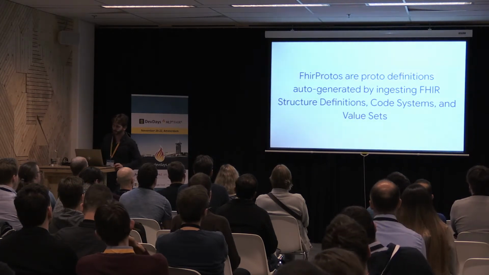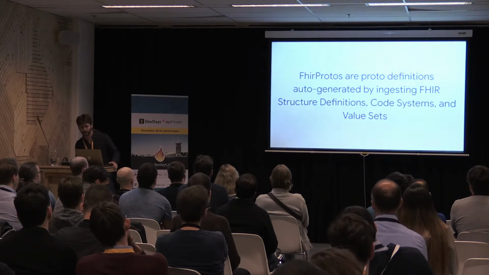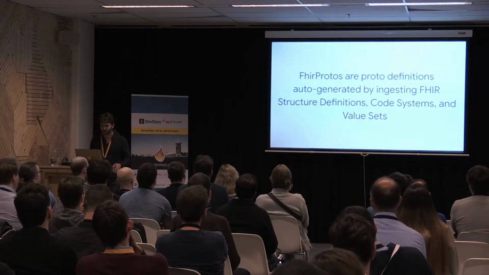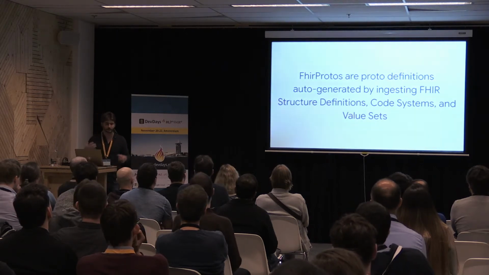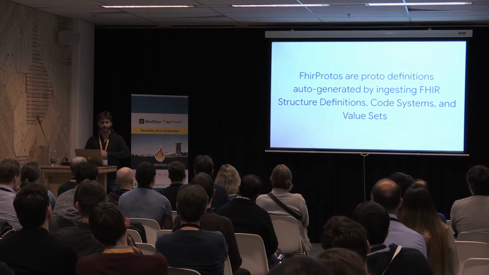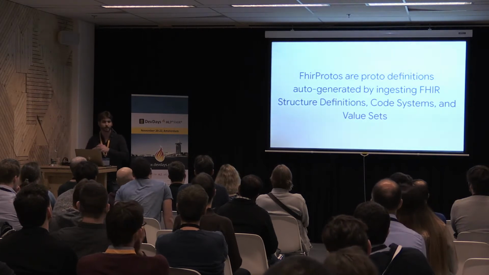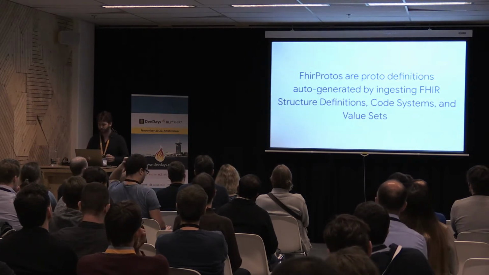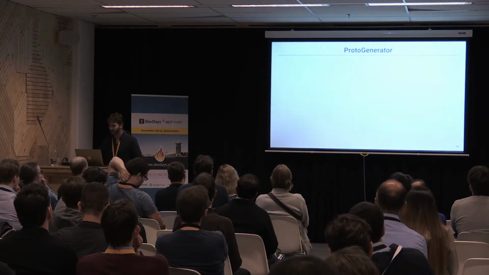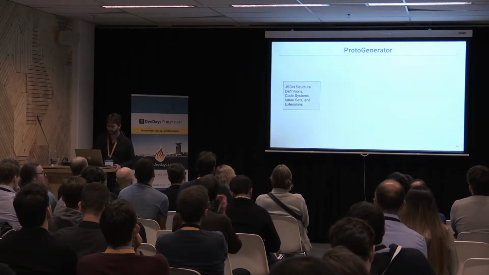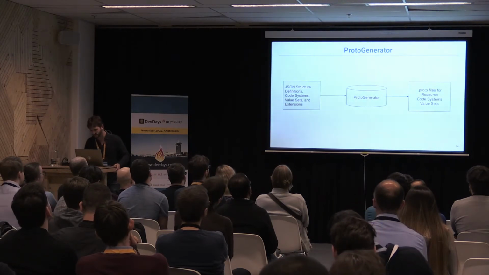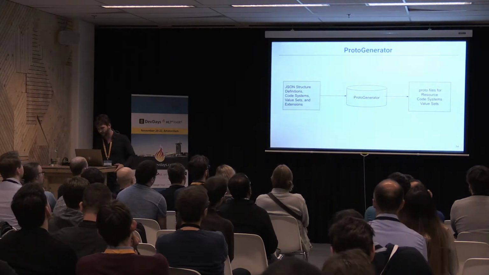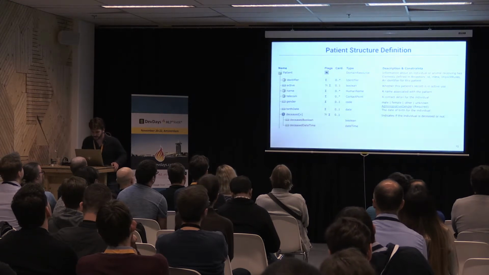Now, FHIR protos are proto definitions that are auto-generated by ingesting FHIR structure definitions, code systems, and value sets. So we take basically an implementation guide and turn it into custom protos based on the profiles and resources we're looking at. So what does this look like? You take all of these resources, you send them into proto-generate, and out pop proto files for resource, code system, and value sets. So let's take a look at patient.